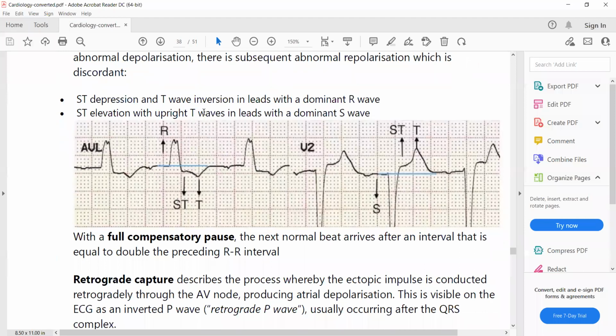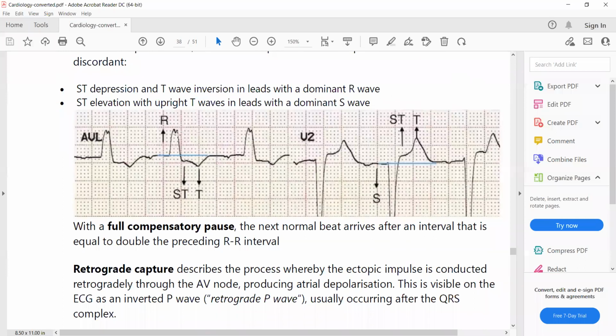So this is a diagram of a premature ventricular contraction. See, this is a broad QRS that is followed by a depressed ST segment and an inverted T wave. So this is a premature ventricular contraction or premature ventricular beat. The diagnostic criteria or the identification point for premature ventricular contraction is a broad QRS complex that is followed by discordant ST segment and T wave changes.